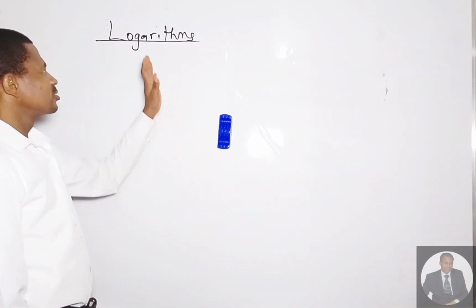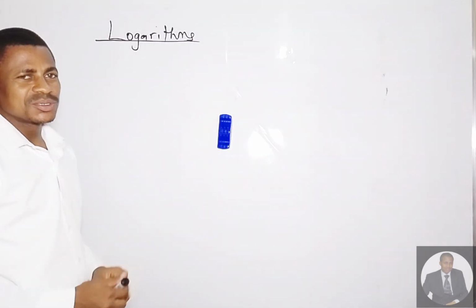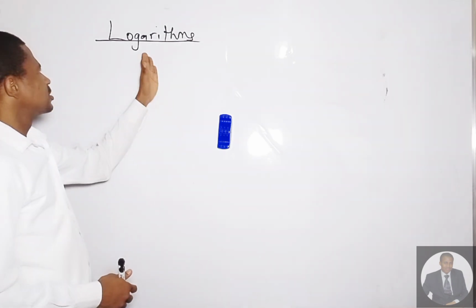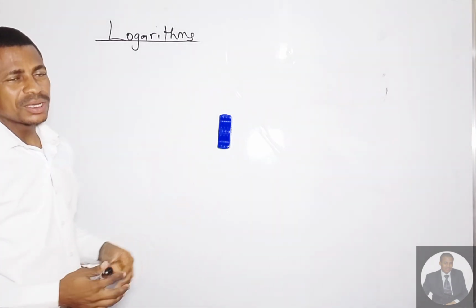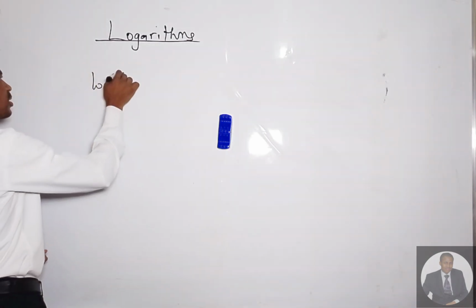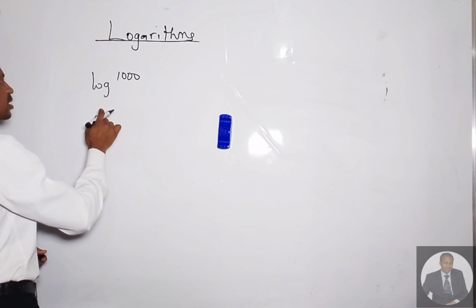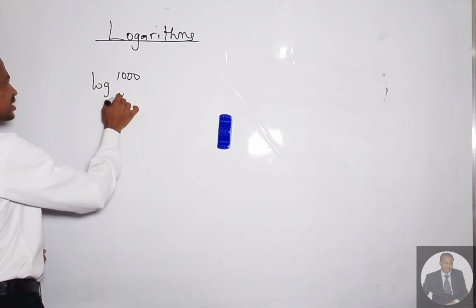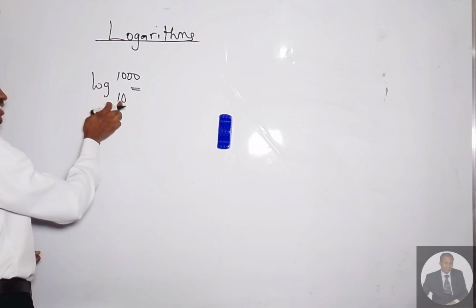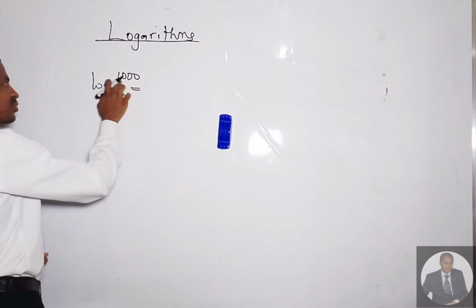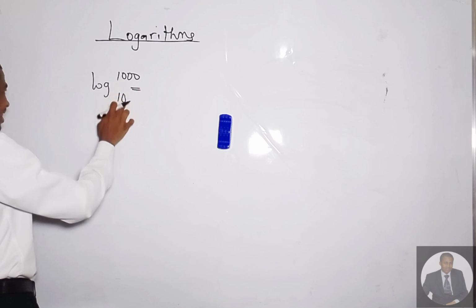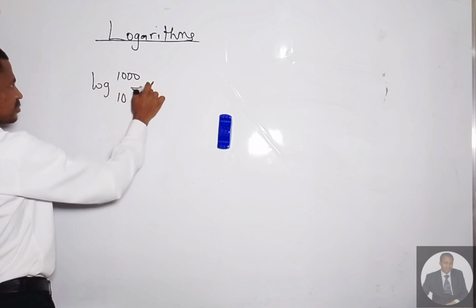Today we are going into logarithms, and we are going to go into details of logarithm. What is logarithm? Logarithm is another word for power. Actually, the logarithm of a number is the power to which 10 is raised. The logarithm of the number 1000 is the power to which 10 is raised.